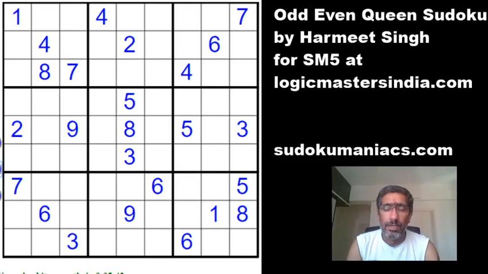Hello friends, today we are going to look at the Odd Even Queen Sudoku that was part of Sudoku Mahabharat Leg 5, which got over on 6th May. This puzzle was designed by Harmeet Singh. The rules being the rules of classic Sudoku apply.